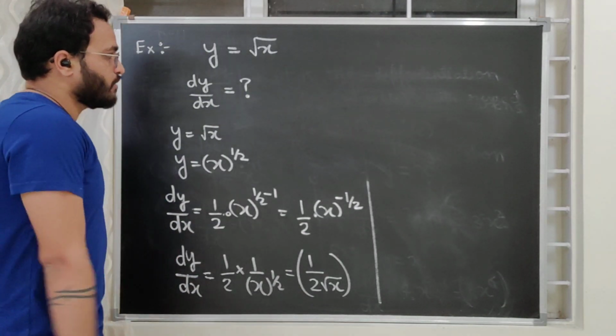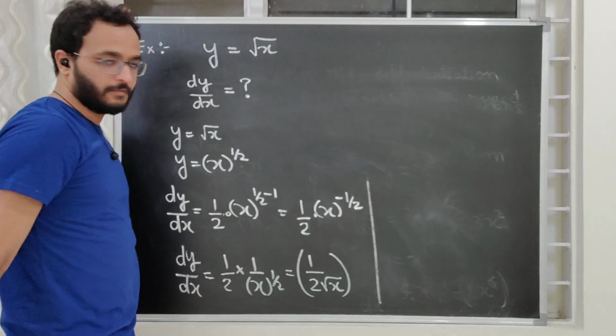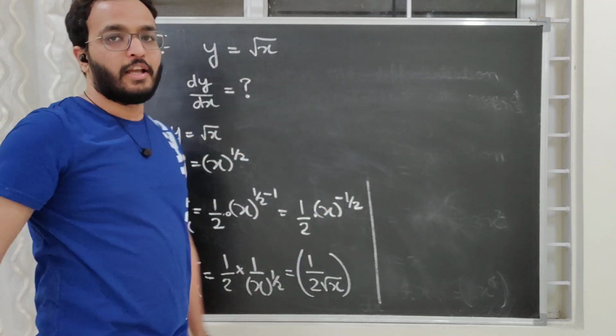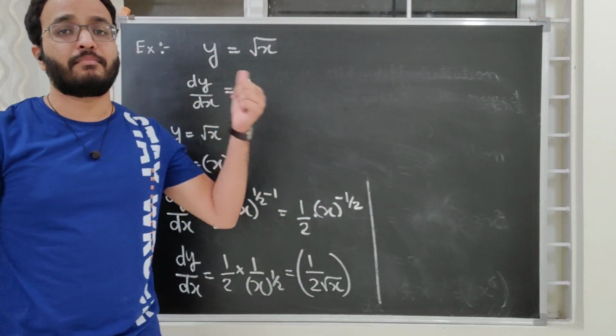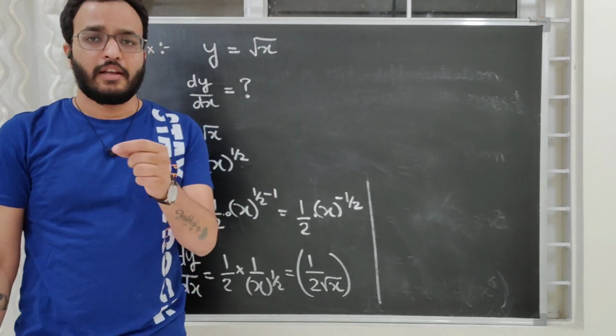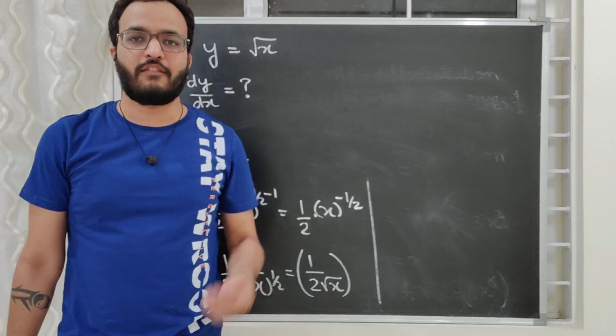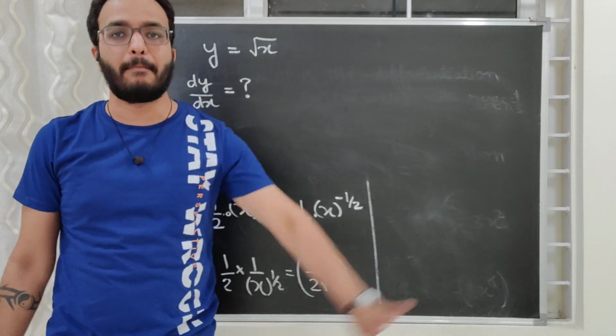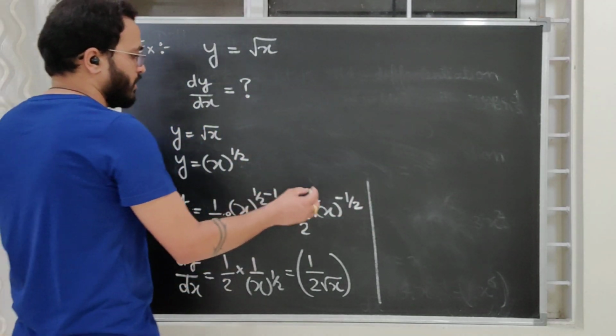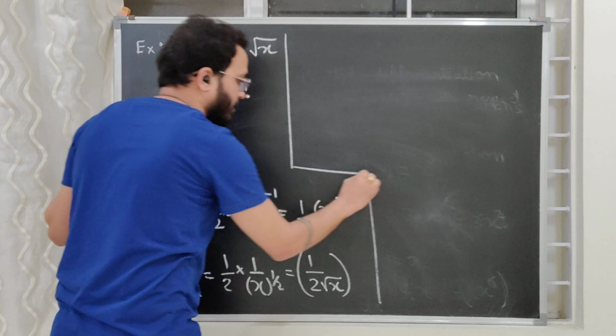Right? And one more thing you can do as students, you can just memorize this as well, that for root x the derivative is 1 by 2 root x. It is better you memorize it because it is going to be used many times in the questions. Y is given root x, so what is its derivative? 1 by 2 root x. Just remember it. Okay. Now let's come to another example.